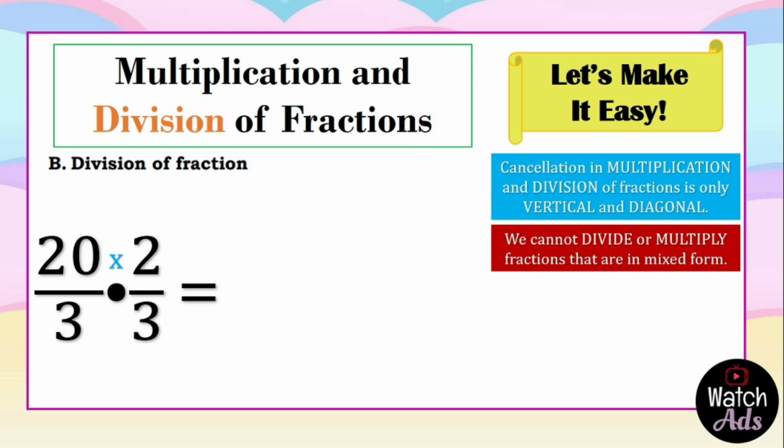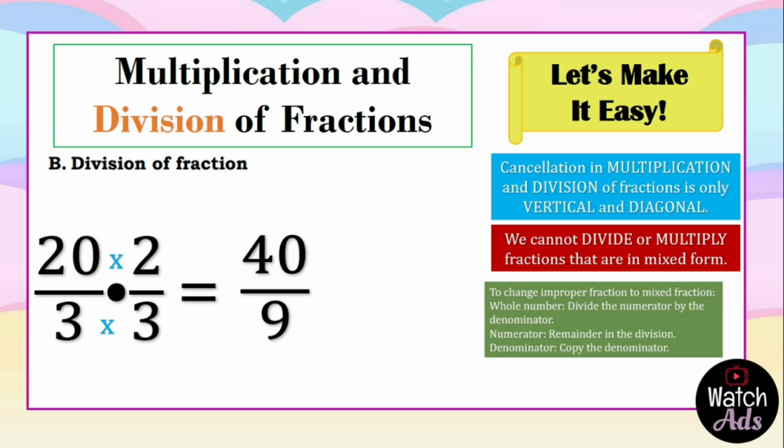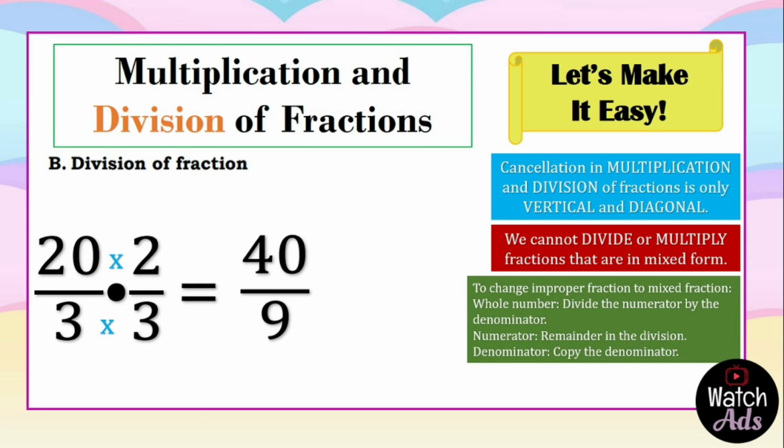20 multiplied by 2 is equal to 40. 3 multiplied by 3 is equal to 9. Our fraction answer is 40 over 9. Now, to change an improper fraction to a mixed fraction, the whole number is the quotient of the numerator divided by the denominator. That is 40 divided by 9. The numerator is the remainder in the division, and the denominator is still copying the denominator.